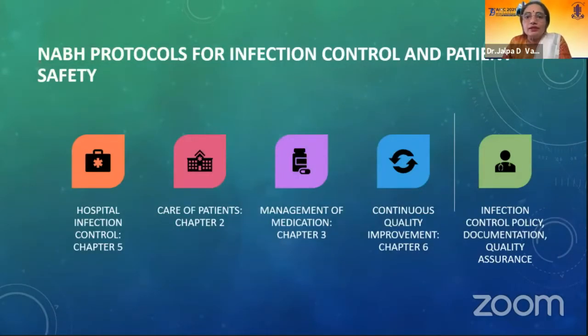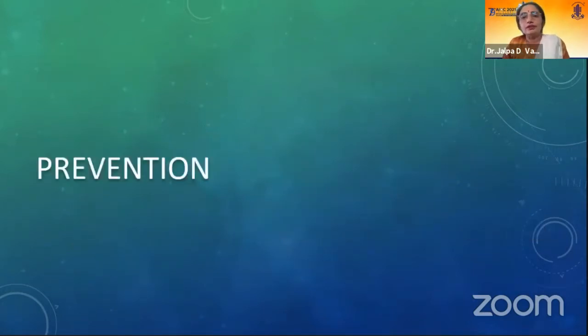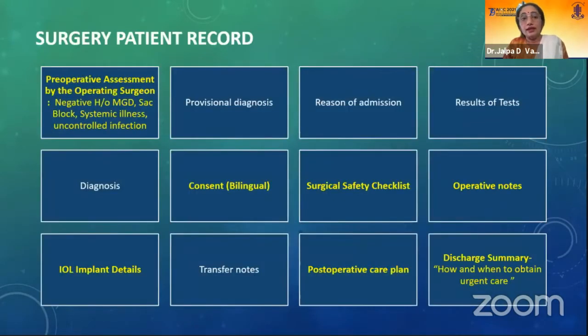So there are 10 chapters in NABH, and 4 of them cover guidelines regarding infection control, documentation, and quality assurance. Regarding prevention, let us learn how NABH guidelines help us in preventing infection. As per NABH guidelines, in our surgical record or patient record, a couple of inputs are mandatory. The most important ones are pre-operative assessment by the operating surgeon, where you should mention the negative history of MGD, sac block, uncontrolled diabetes, any systemic illness, and consent.